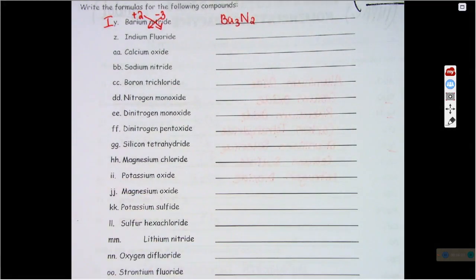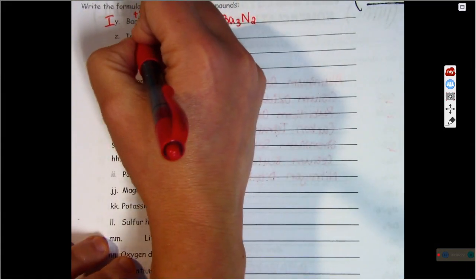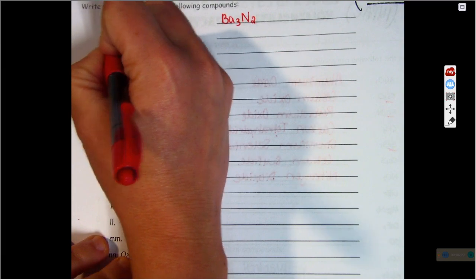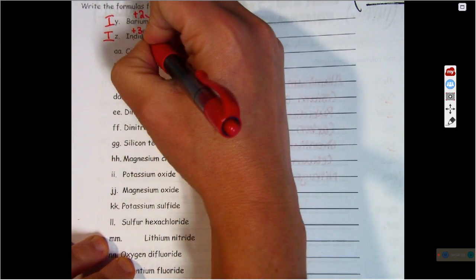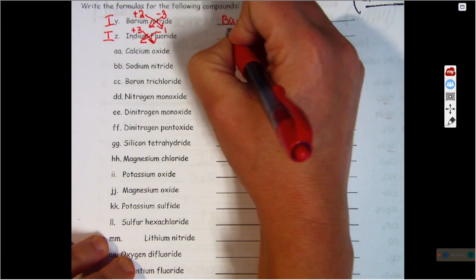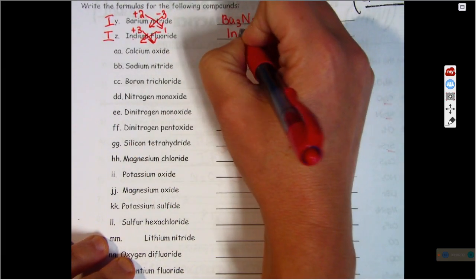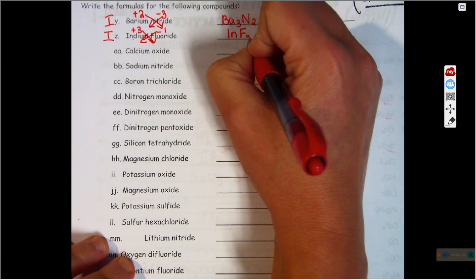Indium is in the same group as aluminum. It has a positive 3 charge. Fluorine has a negative 1 charge. It is ionic because we have a metal here. So I drop and swap my charges. So indium, In, gets the 1 from fluorine. Fluorine gets the 3 from indium.